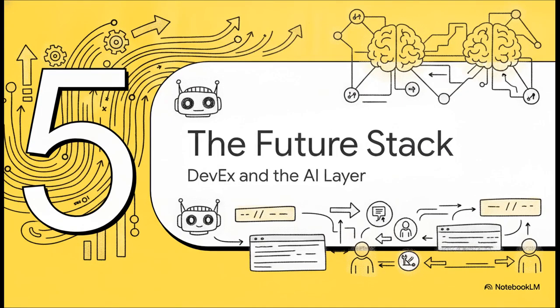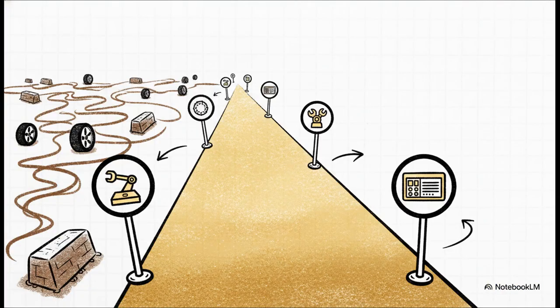Finally, we arrive at Section 5, the Future Stack. Here we're exploring developer experience and the new AI layer. First up is developer experience, or DevX, which is driven by platform engineering. Instead of having every single product team reinvent the wheel, dedicated platform teams build internal tools and what we call golden paths. This means providing reusable templates with built-in logging, standardized security, and automated deployments.